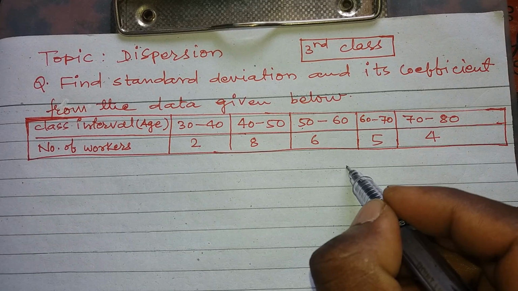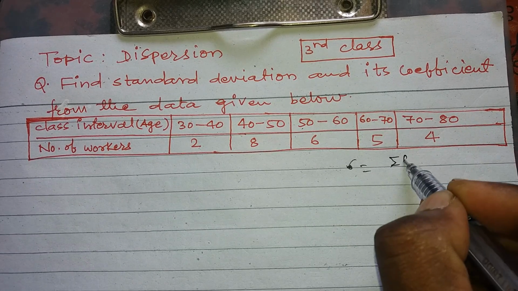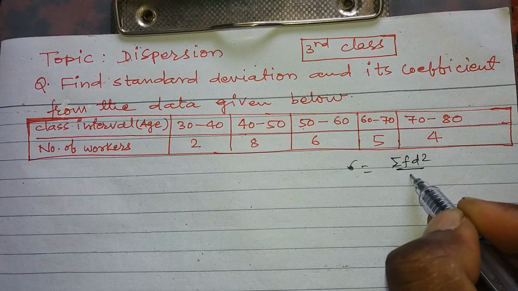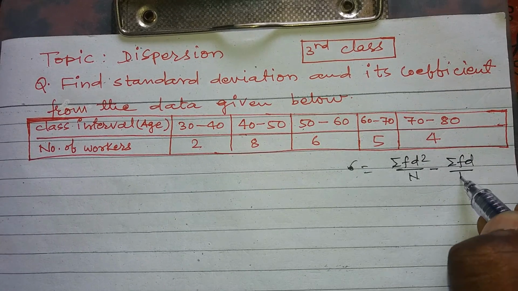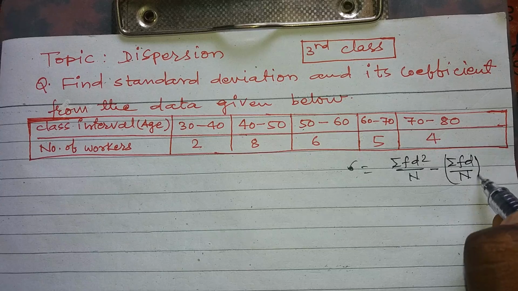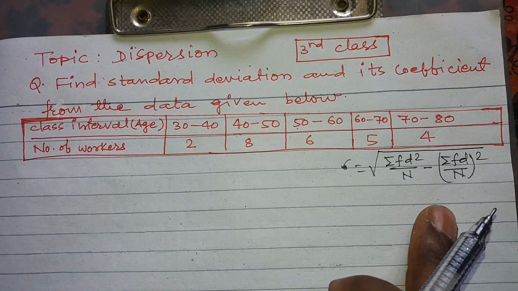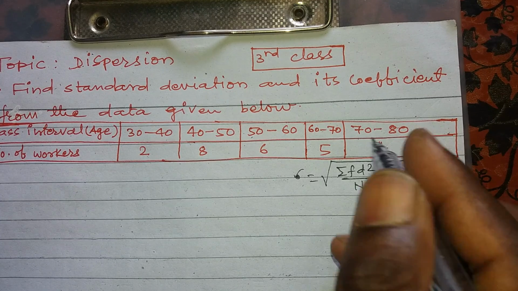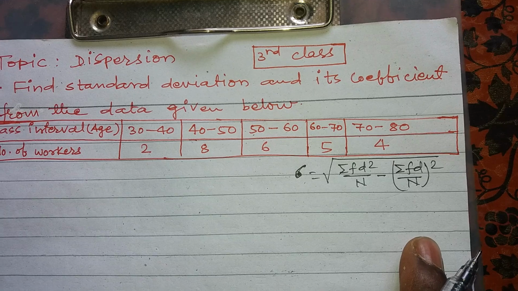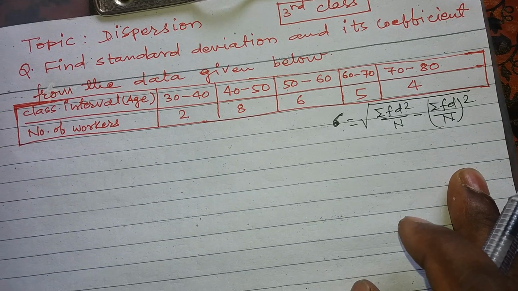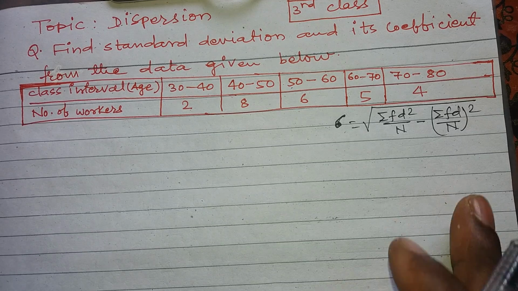That formula is: standard deviation equals summation fd squared by n minus summation fd by n whole squared, this whole under root. So according to this formula we have to make the table. Let's see the table. I am going to arrange it according to the formula.